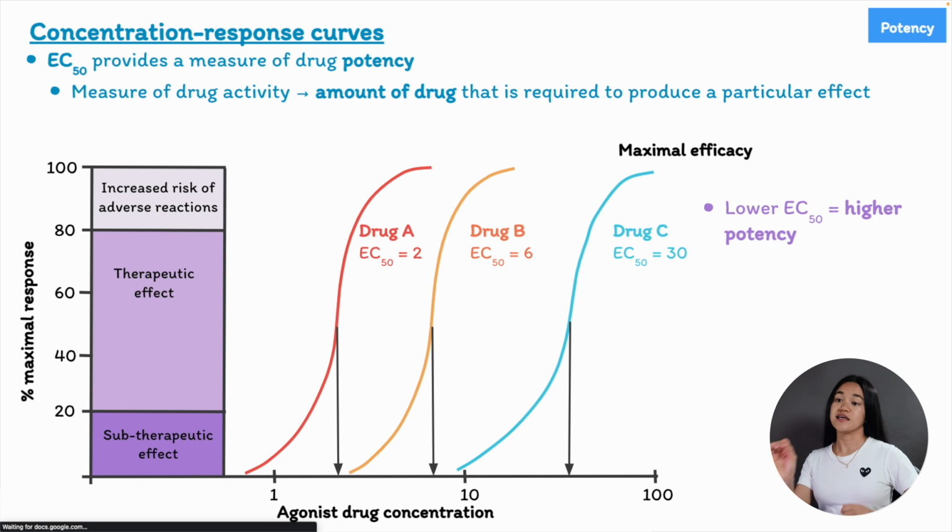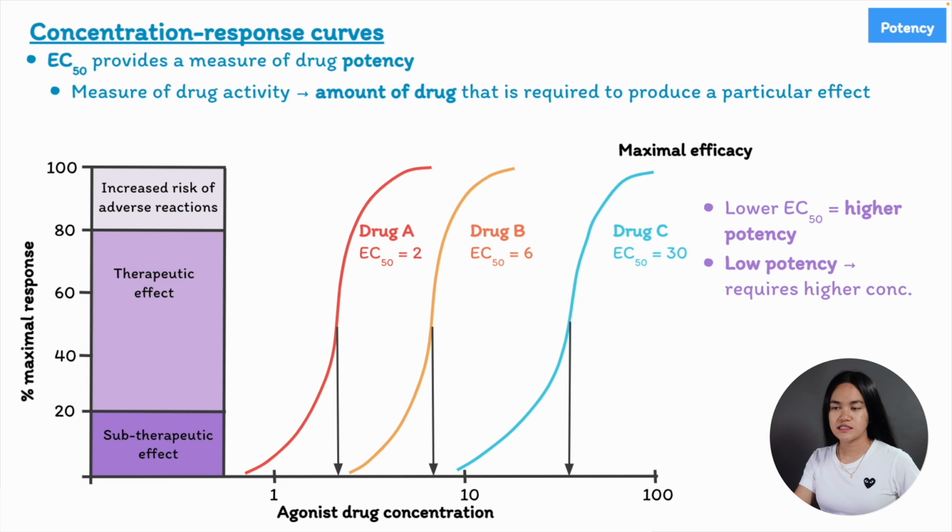So from this, the EC50 value tells us about drug potency. But what does this mean? How does this actually tell us about potency? The lower the EC50 value, the higher the potency of the drug. In other words, a highly potent drug with a low EC50 requires a lower drug concentration to achieve the same response. For example, we have drug A here with an EC50 of 2. It requires a concentration of 2 molar, while drug B with a higher EC50 of 6 requires a concentration of 6 molar, and drug C with an even higher EC50 of 30.